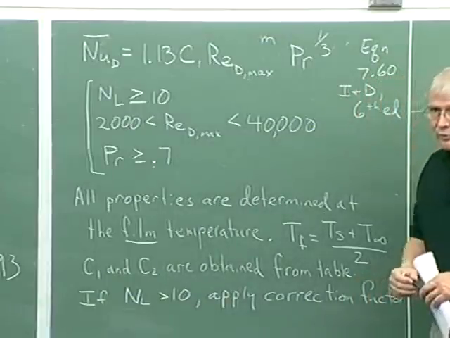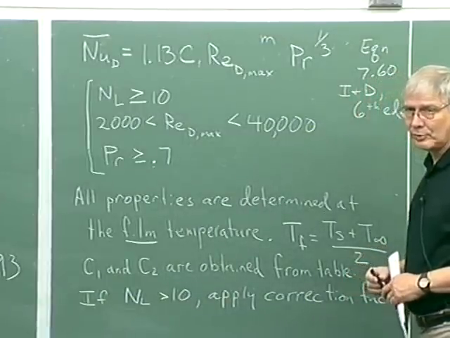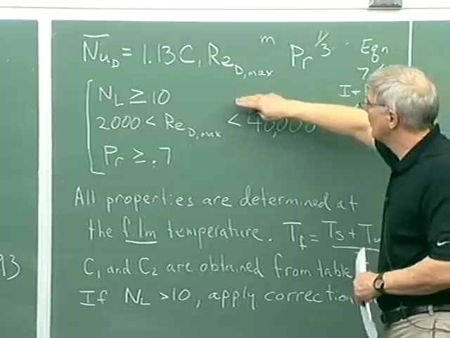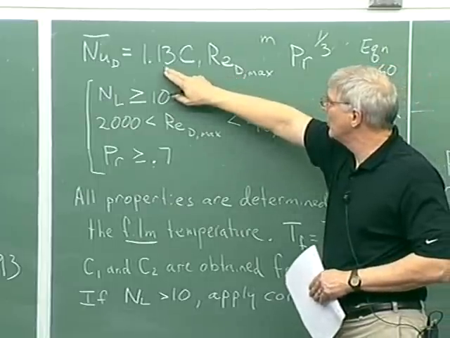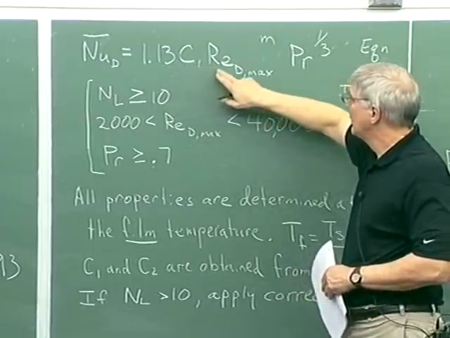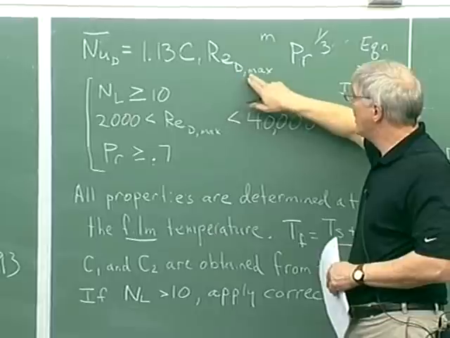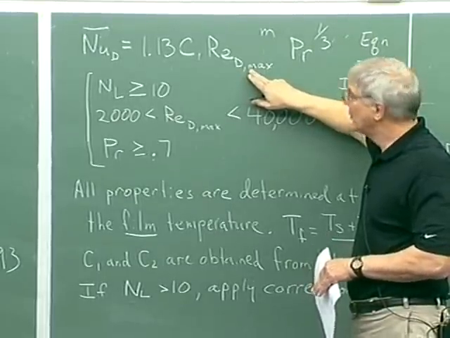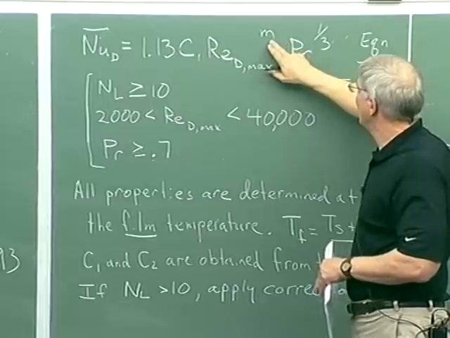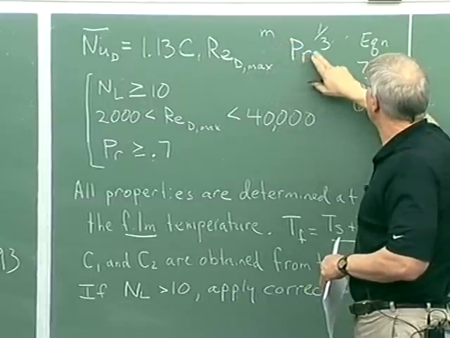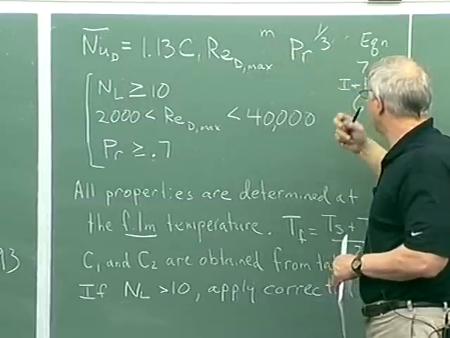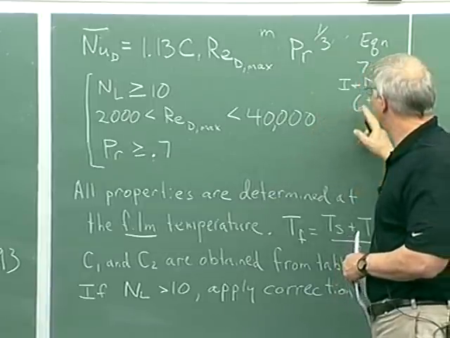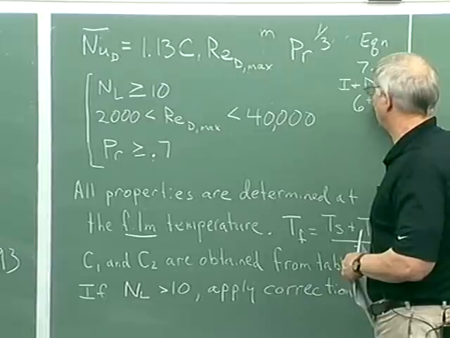So we have external flow over tubes, so we're going to pick the appropriate correlation. This is the one that I chose. The Nusselt number is equal to 1.13 times C1 times the Reynolds number based on the maximum flow velocity, not V infinity, but the maximum flow velocity in the tube bank, raised to the m power, Prandtl number to the 1/3. If you're using the 6th edition of Cengel and DeWitt, that's equation 7.60.